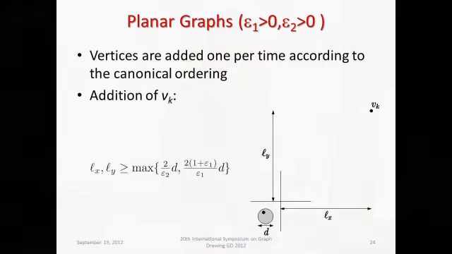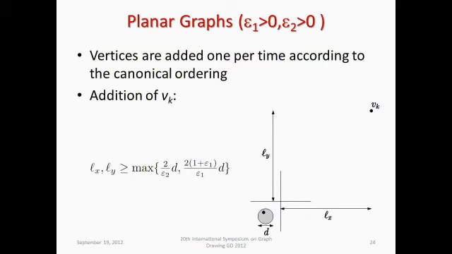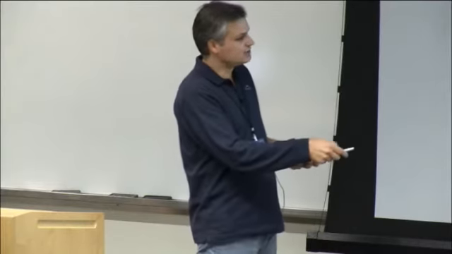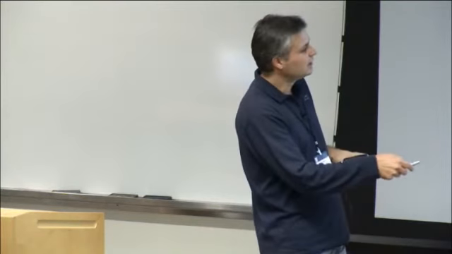And with some geometry and some math, you can see that the distance that we need is given by this equation. And these two terms depend on epsilon 1, epsilon 2, and on d, which is the diameter of the existing drawing. There are some other technicalities, but basically this is the idea.